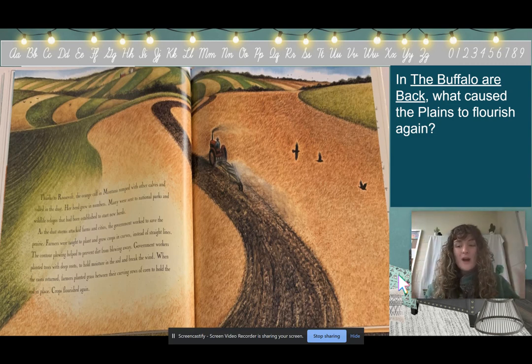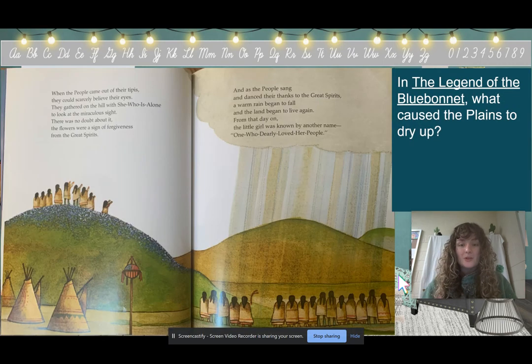Now we're going to see what is different in how the plains were healthy in the legend of the blue bonnet. When the people came out of their teepees, they could scarcely believe their eyes. They gathered on the hill with she who is alone to look at the miraculous sight. There was no doubt about it. The flowers were a sign of forgiveness from the Great Spirit. And as the people sang and danced their thanks to the Great Spirit, a warm rain began to fall and the land began to live again. From that day on, the little girl was known by another name, one who dearly loved her people.